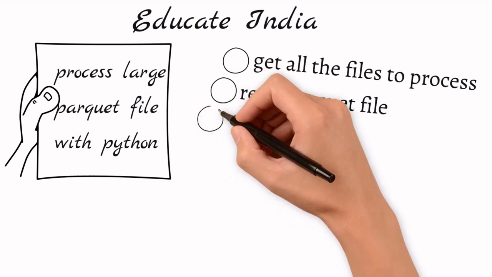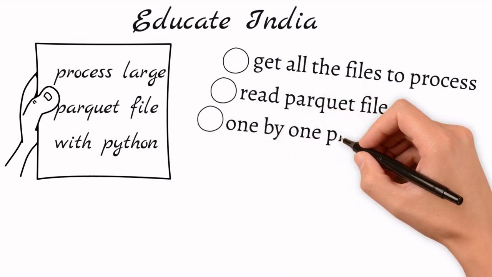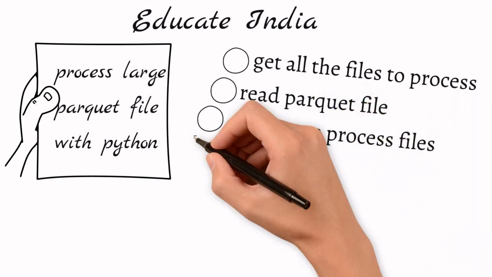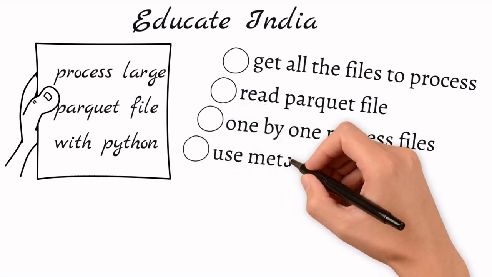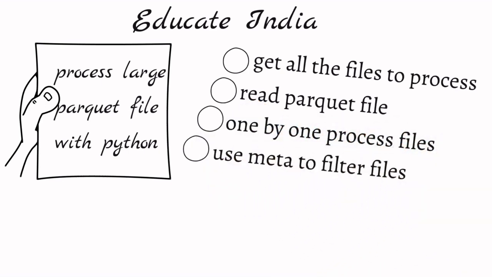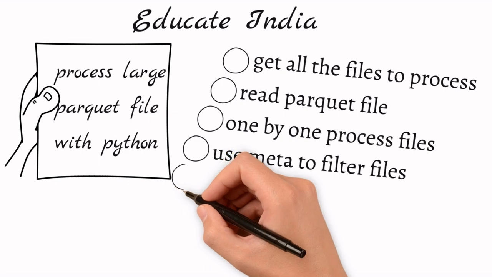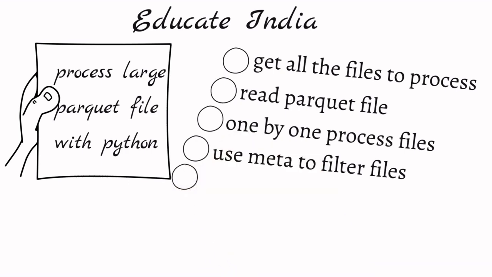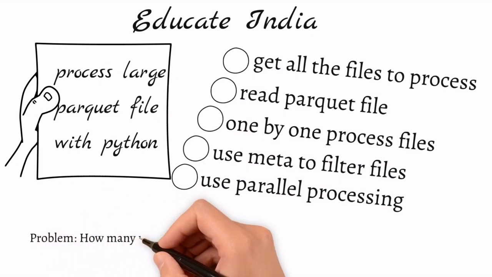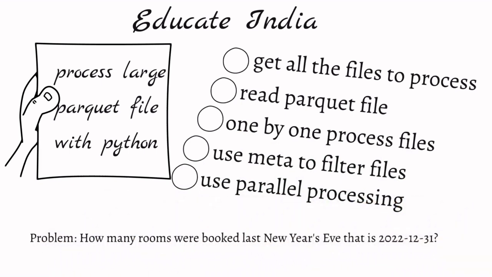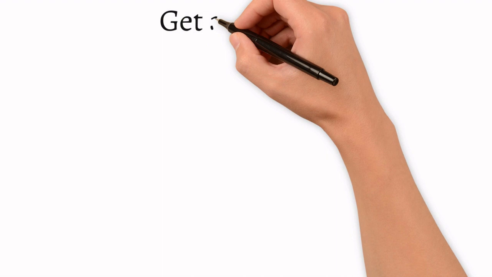Next, we will write a simple program to process files one by one. Then, we will see how we can use Parquet Meta to filter files. Lastly, using parallel processing we will make our program faster. The problem statement for this video is, how many rooms were booked last New Year's Eve?